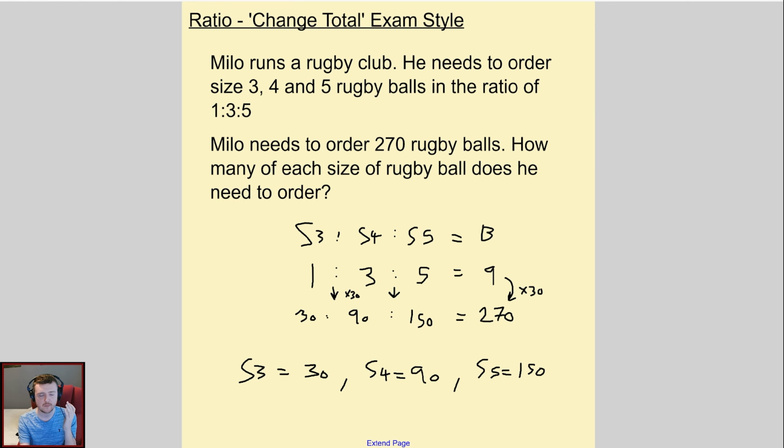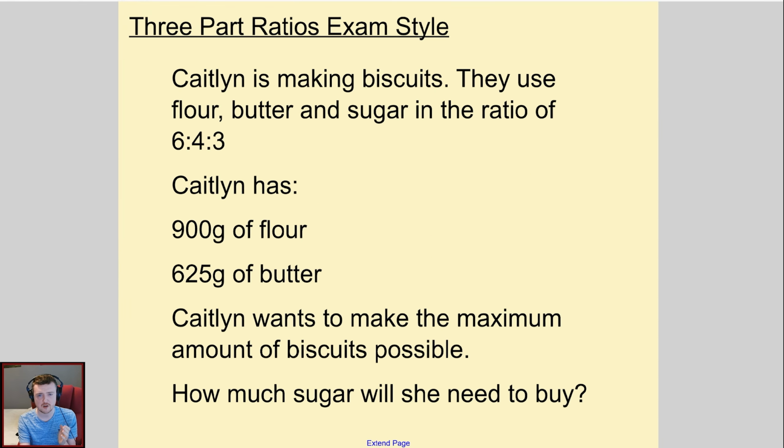Okay. Finally, what I wanted to do was talk about a 3-part ratio exam style question where it's explicitly 3 different parts. And it's a little bit more complicated, okay? So this is just for you to push yourself and challenge yourself. We will talk about it, we will explain it, but let me read it. Caitlin is making biscuits. They use flour, butter and sugar in the ratio of 6 to 4 to 3. Not going to be overly sweet biscuits, but that's fine.